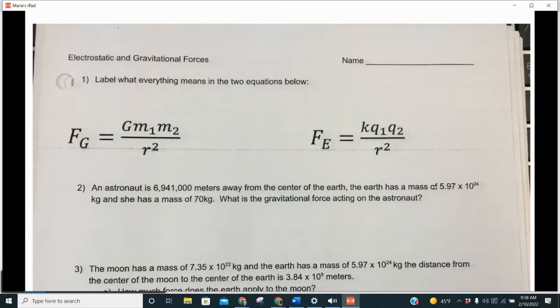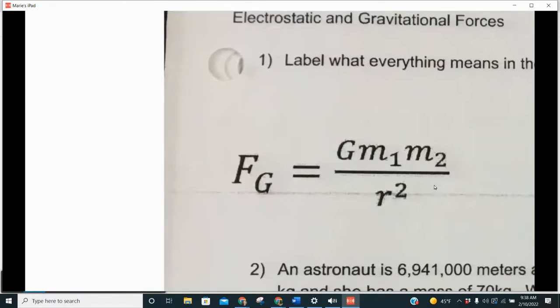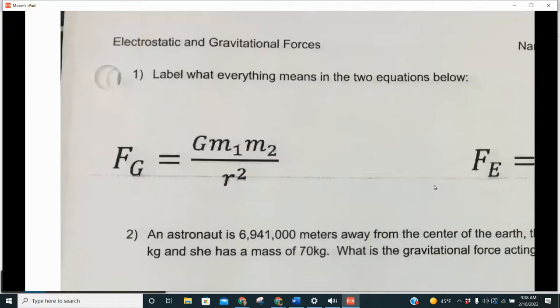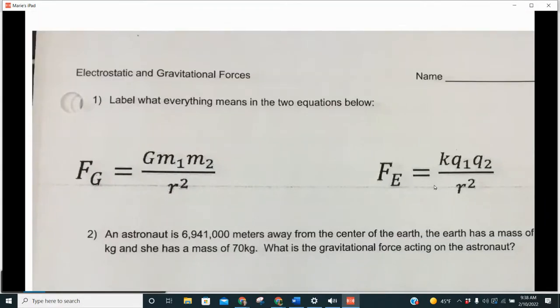All right, so first things first, I'm going to go over the two equations. And so I'm going to kind of zoom in on each of these, and then we're going to go from there. So on your paper, you guys are going to take notes as well. This F_G is gravitational force. And this is going to be the gravitational force between any two objects.